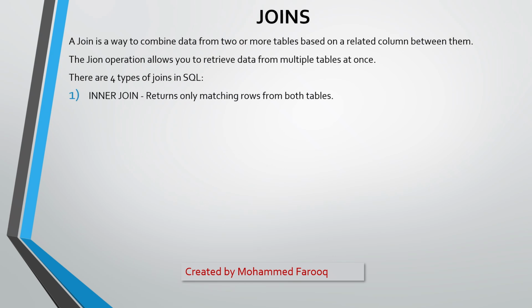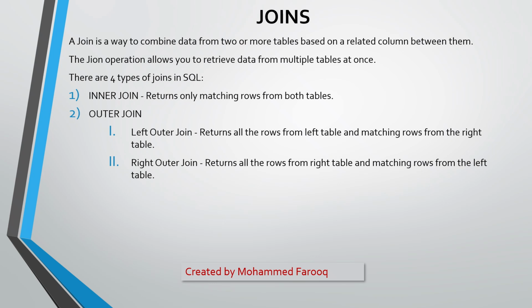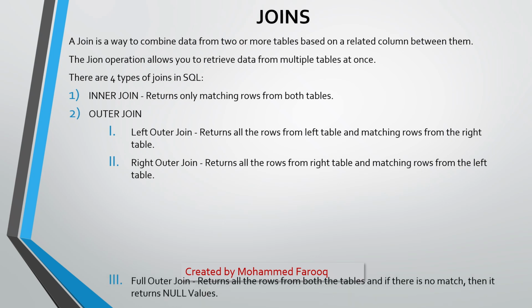Number 1. Inner join. Returns only matching rows from both tables. Number 2. In outer join we have three more types. Number 1. Left outer join. Returns all the rows from the left table and matching rows from the right table. Number 2. Right outer join. Returns all the rows from the right table and matching rows from the left table.